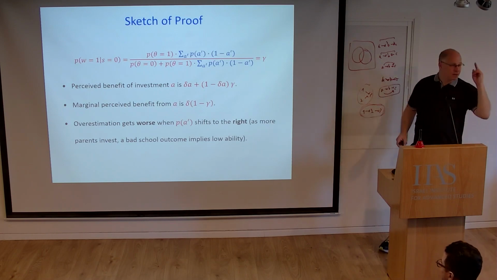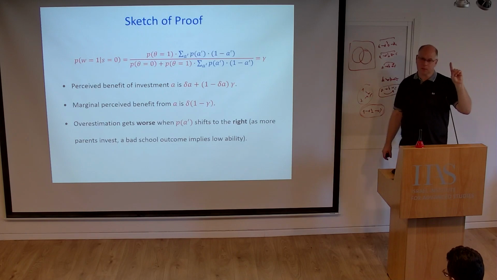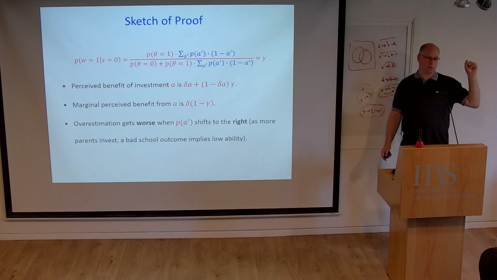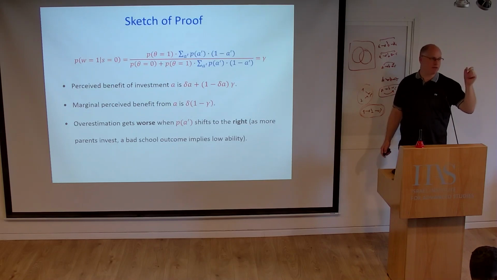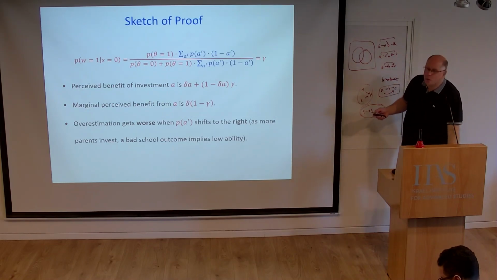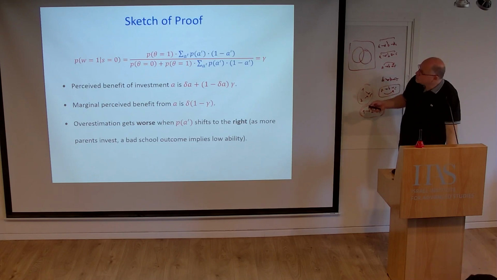And that would mean that there's only one level of investment in the population, and that is this A double star that we saw before. That's the level A that equates marginal cost to marginal benefit. The complementarity that I talked about before, you can also see it here.